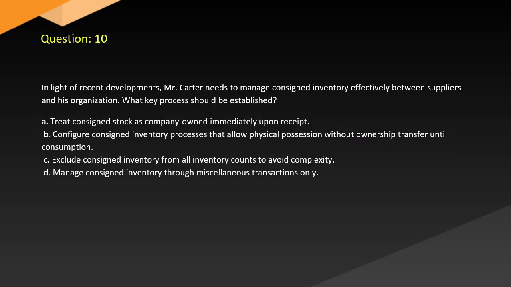Question 10. In light of recent developments, Istakata needs to manage consigned inventory effectively between suppliers and his organization. What key process should be established? A. Treat consigned stock as company-owned immediately upon receipt. B. Configure consigned inventory processes that allow physical possession without ownership transfer until consumption. C. Exclude consigned inventory from all inventory counts to avoid complexity. D. Manage consigned inventory through miscellaneous transactions only.